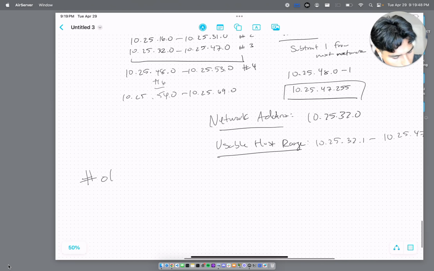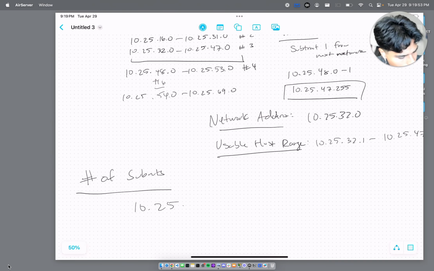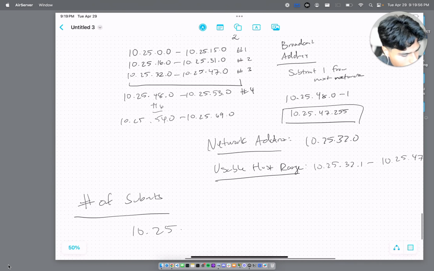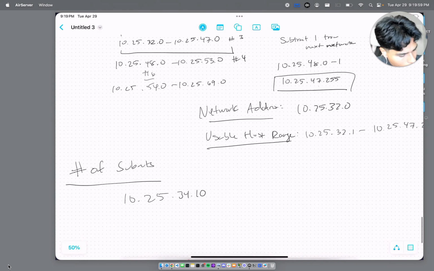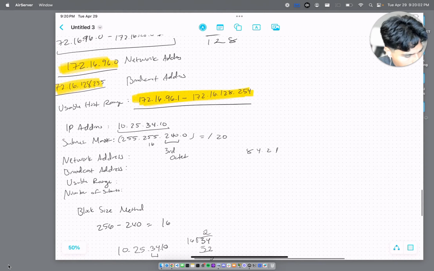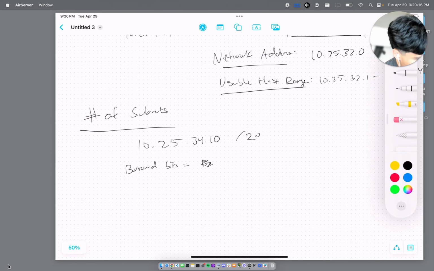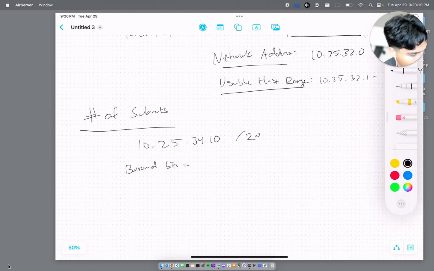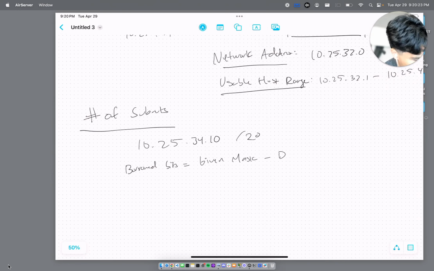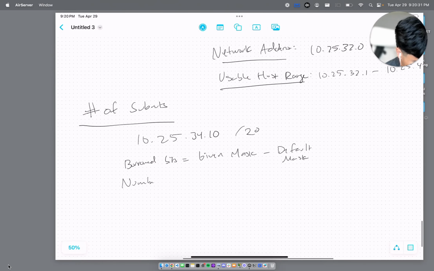Number of subnets is what's next, right? And this IP, 10.25.34.10, and then we're given /20, right? Remember, borrowed bits is, sorry, given mask minus default mask per class. And then number of subnets is 2 to the power of borrowed bits.